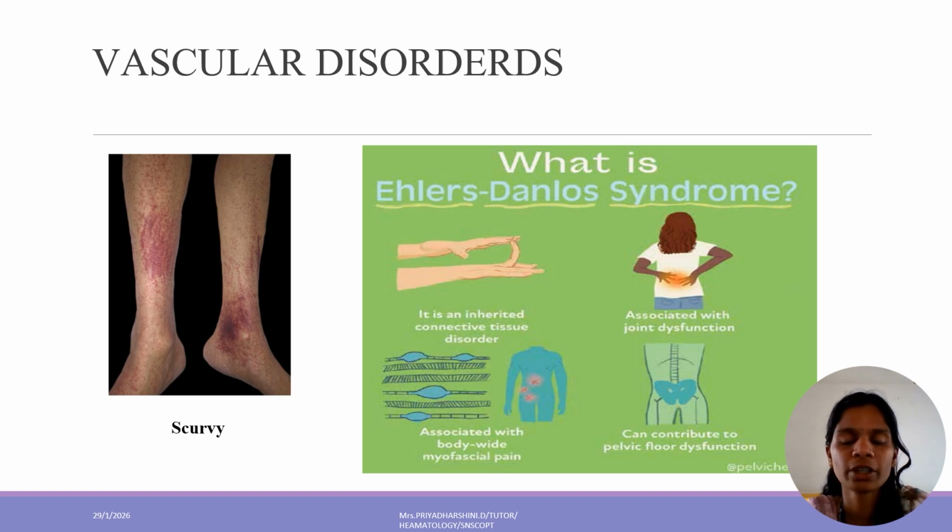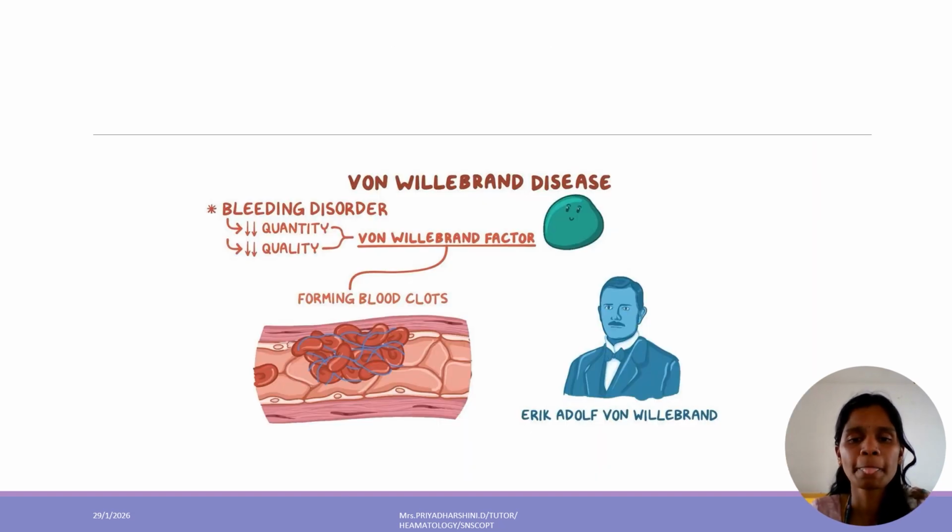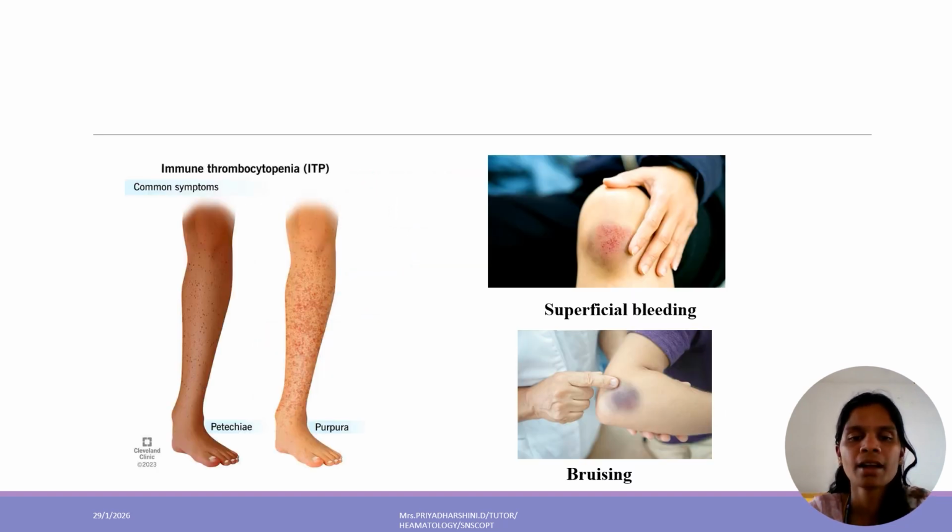Vascular disorders. So now we are going to see what is meant by Ehlers-Danlos syndrome. It is an inherited connective tissue disorder which is associated with joint dysfunction, pelvic floor dysfunction, and body-wide myofascial pain. The next one is Von Willebrand disease, which is due to the decreased quality and quantity of Von Willebrand factor, which is one of the clotting factors. Now here we are seeing the easy bruising and superficial bleeding and petechiae and purpura differentiations.